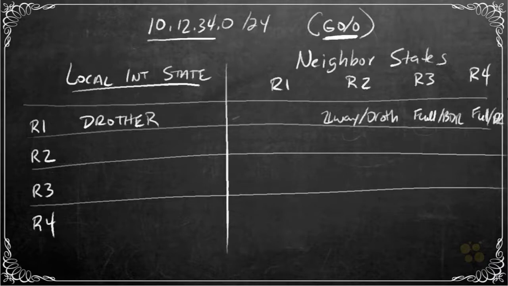So what I would like you to do is repeat this process for router 2, router 3, router 4, identify the local interface state of Gig 0/0, and then its relationships: R2's relationship with R1, R3 and R4, R3's relationship with R1, R2 and R4, and so forth. So pause me right now, go ahead and do this lab, and then come back and we'll fill out the table together once you've done the work.